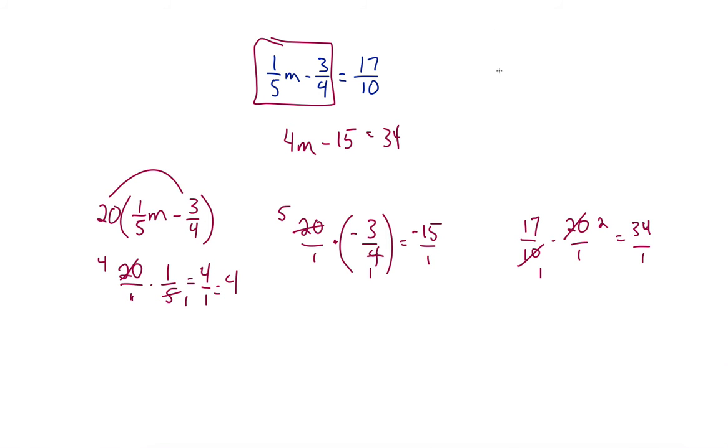All right, so now I'm going to rewrite this equation over here. 4m minus 15 equals 34. Let's get rid of this minus 15 by adding 15. All right, now remember I have to do it to both sides. Negative 15 plus 15 cancels out, gives me 0. 34 plus 15 gives me 49. So I'm left with 4m equals 49. Now, of course, the last thing I have to do is divide both sides by 4.